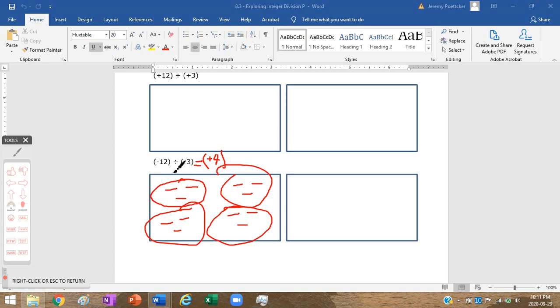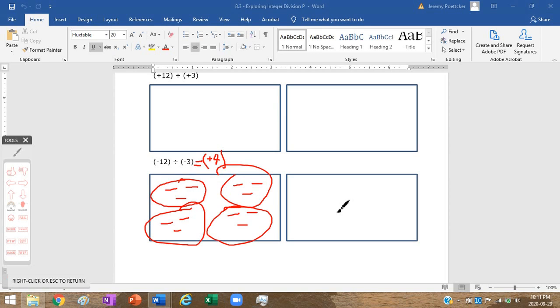The second way of looking at this. We can say, okay, well, I want to make negative 3 groups. We could model this using 0 pairs, but I find modeling it that way tends to cause more confusion than it's worth. I'd like to have the one way to model it this way. We could do it with 0 pairs.